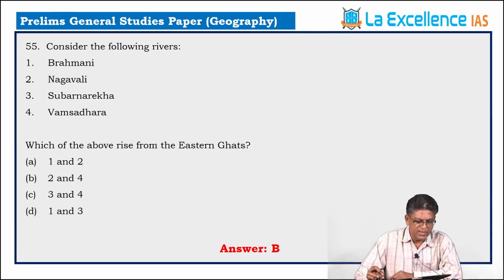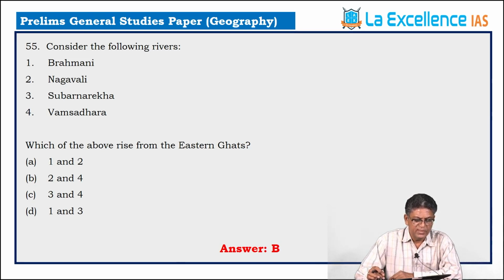Now we have Vamsadhara, where you know that Vamsadhara is a major river of northeastern Andhra Pradesh, with a huge project also called the Vamsadhara project. So, Vamsadhara is born in the Eastern Ghats of, again, Kalahandi district, Odisha. So, the 2 rivers which are born in the Eastern Ghats of Orissa are the ones that constitute the answer.